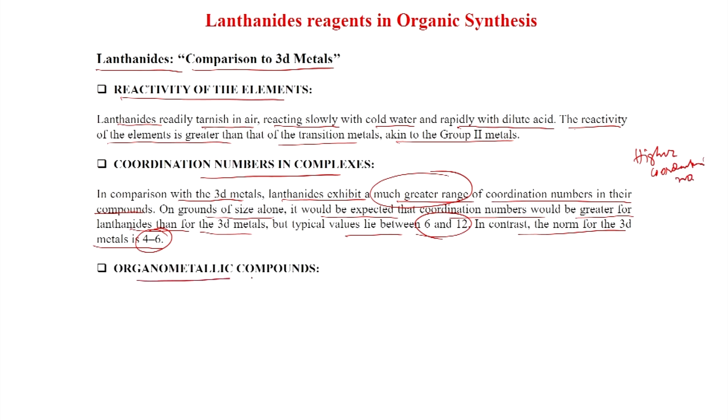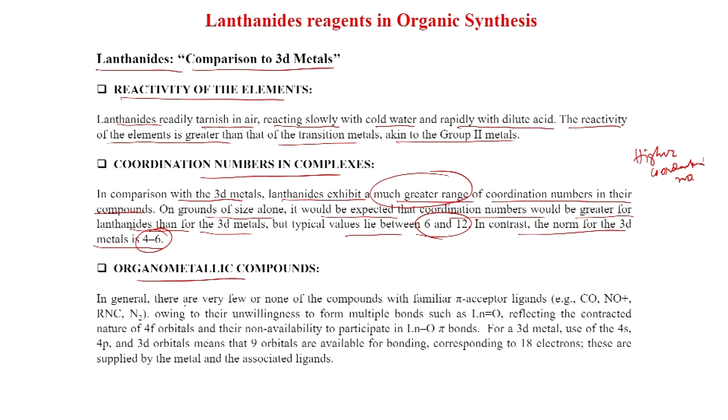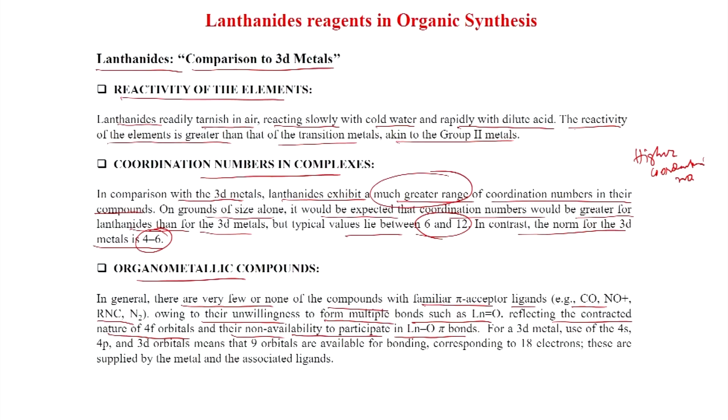Also, in organometallic compounds, in general there are very few or none of the compounds with familiar pi acceptor ligands, as for example carbon monoxide, owing to their unwillingness to form multiple bonds such as Ln=O, reflecting the contracted nature of the 4f orbitals and their non-availability to participate in Ln-O pi bonds. So 4f orbitals are buried very deep inside, so they are not available for bonding.